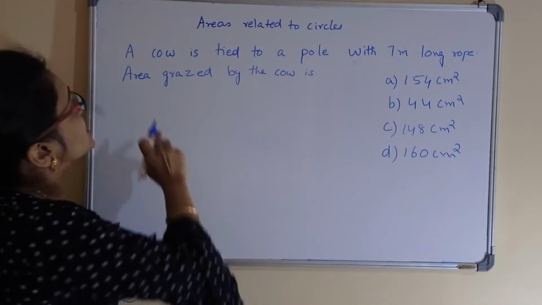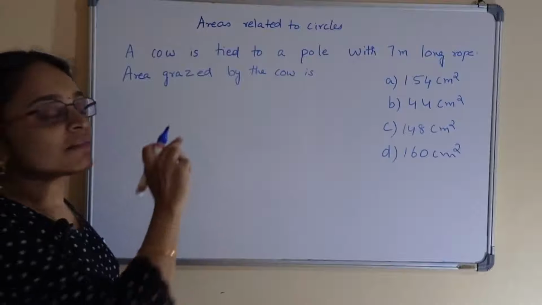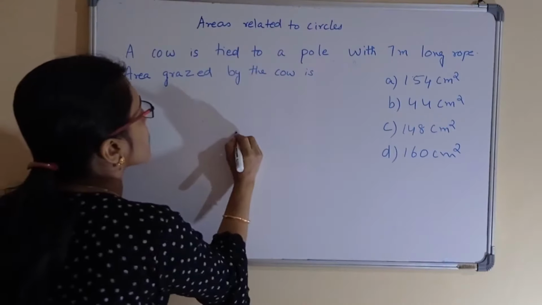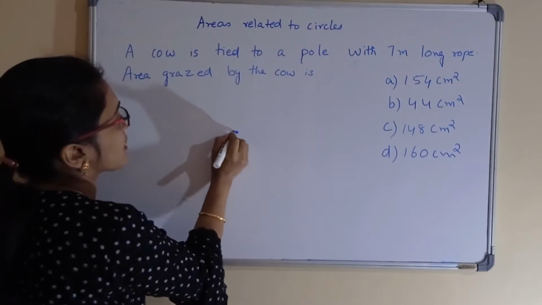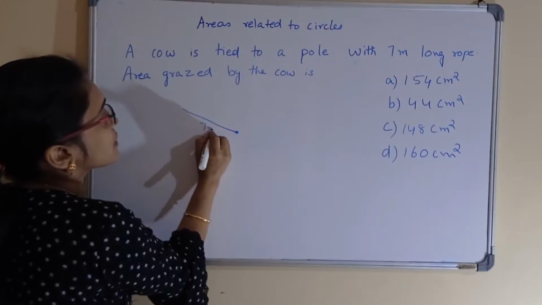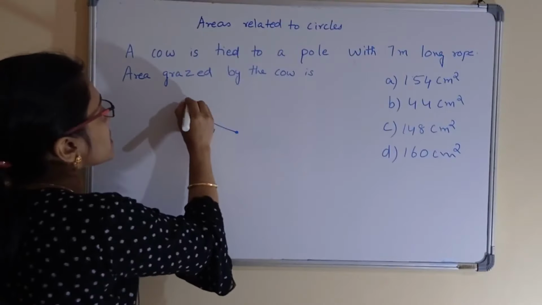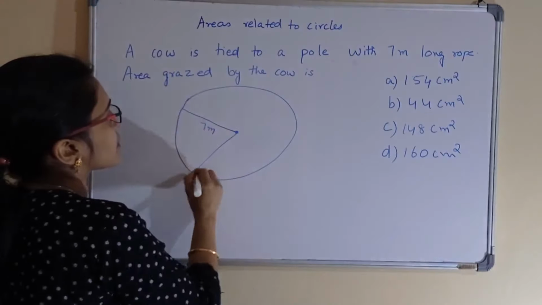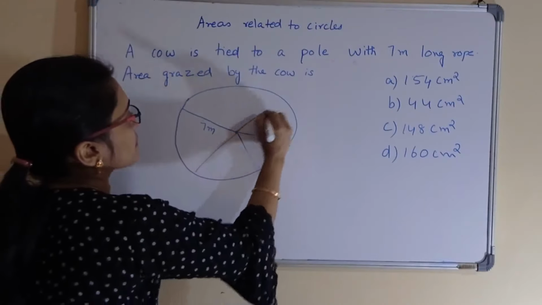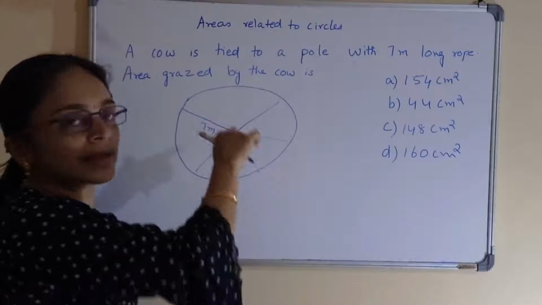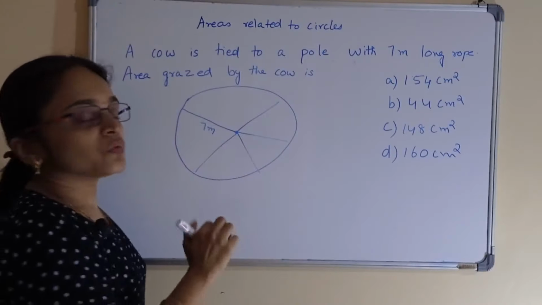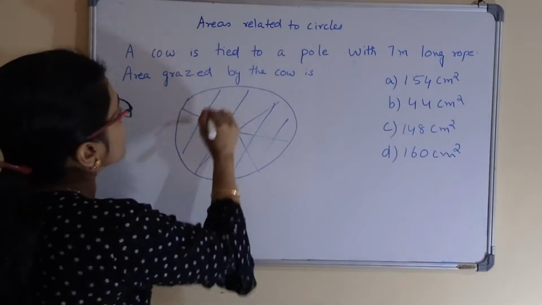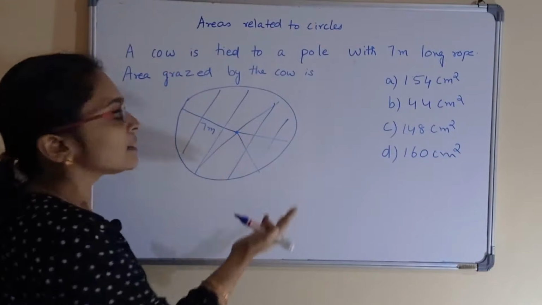Okay, next question is, a cow is tied to a pole with 7-meter long rope. Area grazed by the cow is. So if a cow is tied to a rope like this with a 7-meter long rope, it can graze through this full circle, right? All these will be 7 meters. So it can graze through this full circle, which means the area grazed by the cow will be this full area.